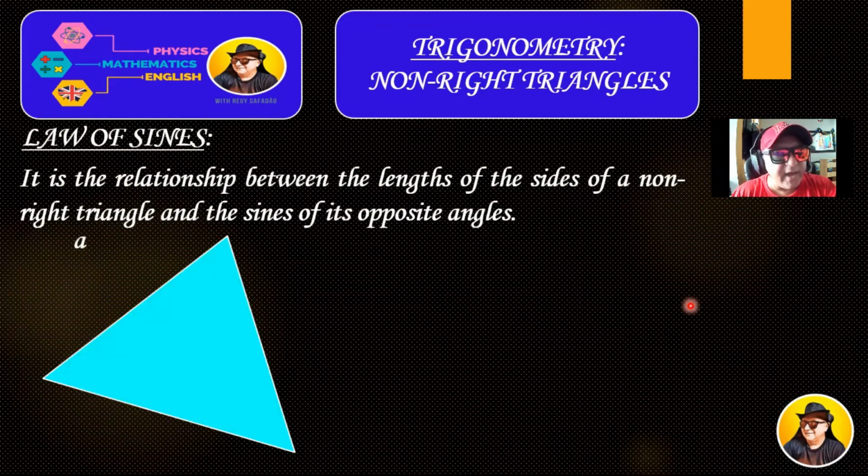So let's suppose we have here a triangle, a non-right triangle, okay? And this is side A. This is side B, and this is side C. And now let's see those angles. So we have angle A. Remember, angle A is opposite the side A. And angle B is opposite side B. And angle C is opposite side C.